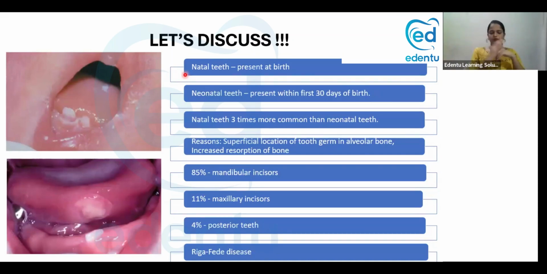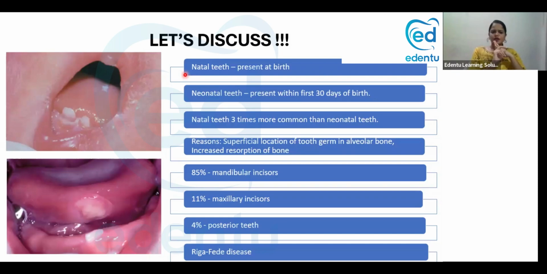Various reasons have been suggested for the formation of natal teeth. Some suggest it is because of the superficial location of the tooth germs, that is, tooth germs are placed more towards the alveolar portion. Others suggest it may be because of increased resorption of the bone. 85% of the time it is the mandibular central incisors, 11% of the time the maxillary central incisor, and 4% of the time posterior teeth. So the most commonly occurring natal tooth is definitely the mandibular central incisor.